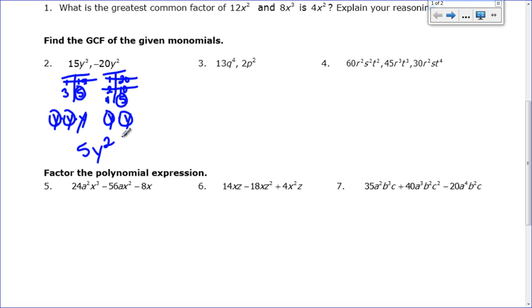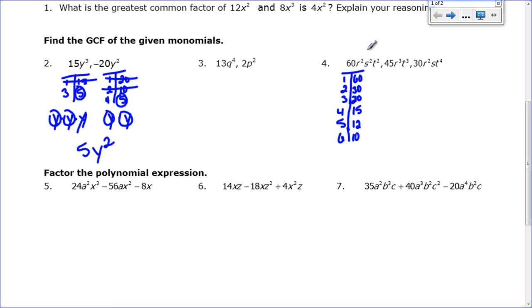So let's do number 4. This one has 3 terms, or 3 different numbers to find the GCF of instead of just 2, but we're going to do it the same way. We're going to make our T-chart again. Factors of 60: we have 1 and 60, 2 and 30, 3 and 20, 4 and 15, 5 and 12, 6 and 10, and I think that's it.